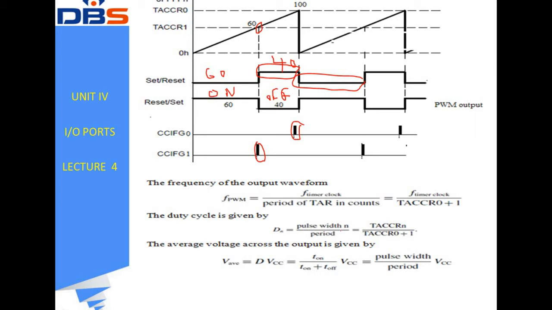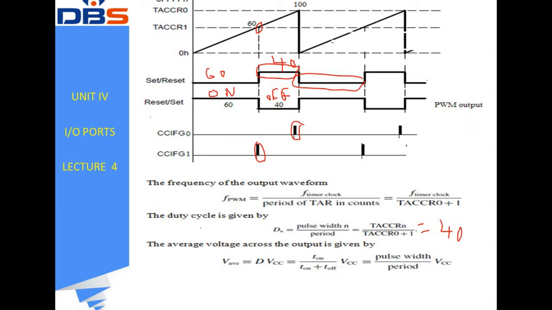Pulse width N means how many clocks, how many transitions are there, or how many on states are there, or how much percent it is in the on state. Suppose for example, if you consider this set or reset mode, the on state is at 40%, that means the duty cycle here is 40%, and the duty cycle for reset and set mode is 60%. Like that we are going to calculate the duty cycle.